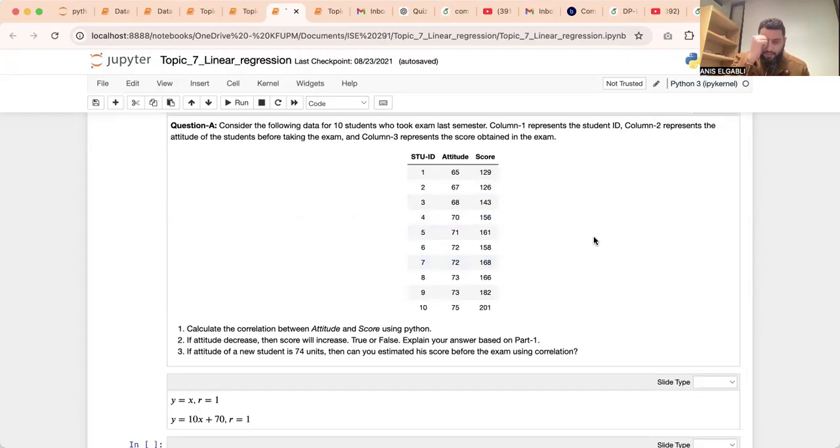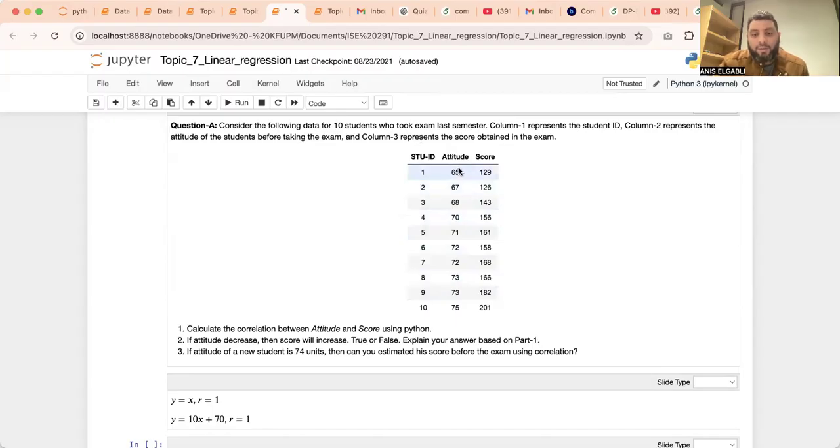Here we have this data set. We have two input attributes, the student ID and the attitude, and we have one target variable, the score variable, okay? Now we need to calculate the correlation between attitude and score. Student ID here is an auxiliary variable. It's just for identification, so we don't really need it for any kind of analysis.